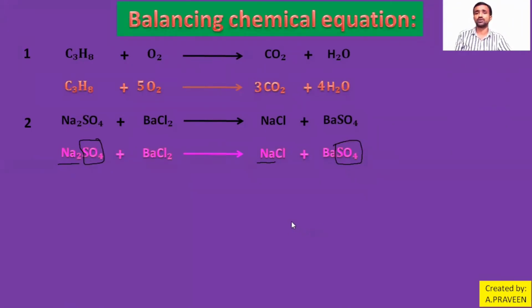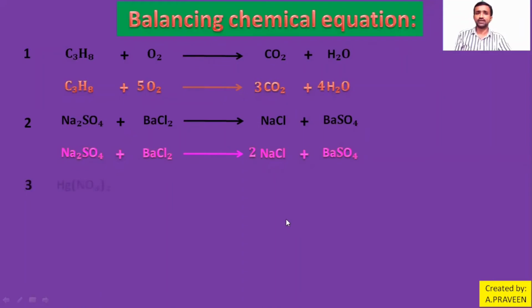That sodium count, we put 2 as a coefficient before NaCl. Then what happens automatically? The chlorine count changes to 2 here. Then check the left side. Already you have 2 chlorine atoms. So without any discussion, we say this is a balanced equation. Then I'll go for the next example, the third example.